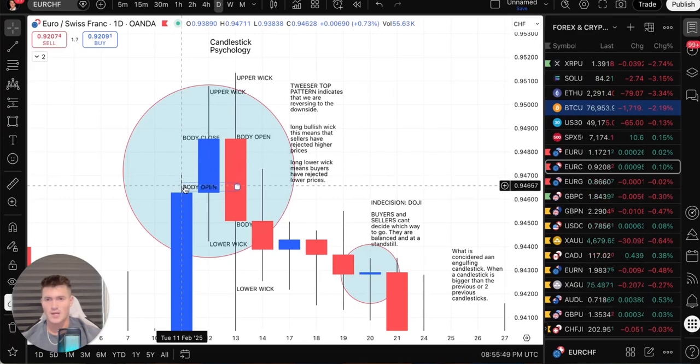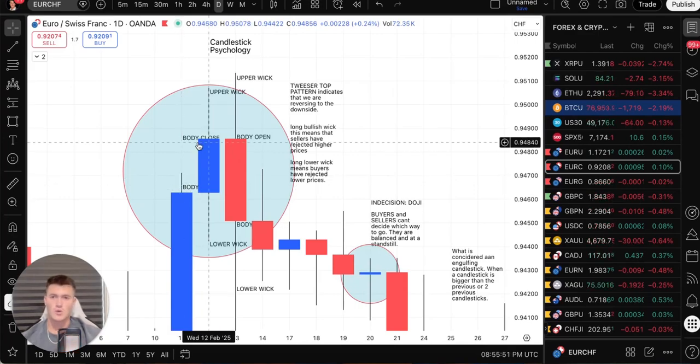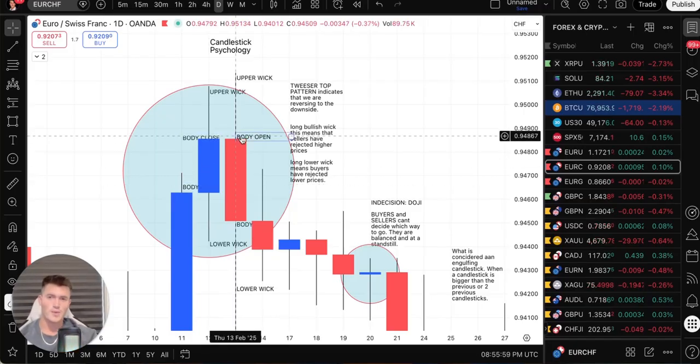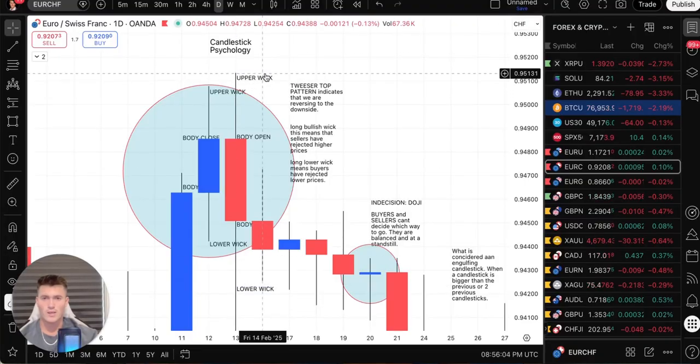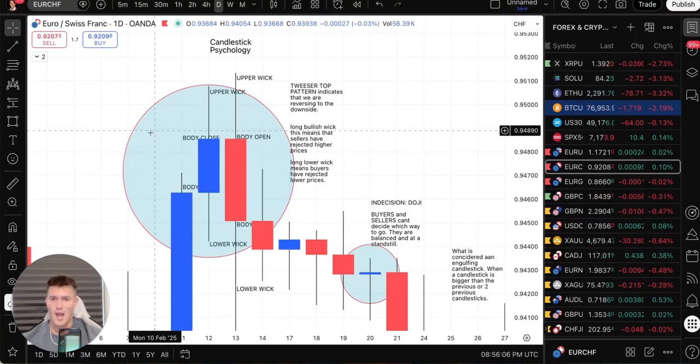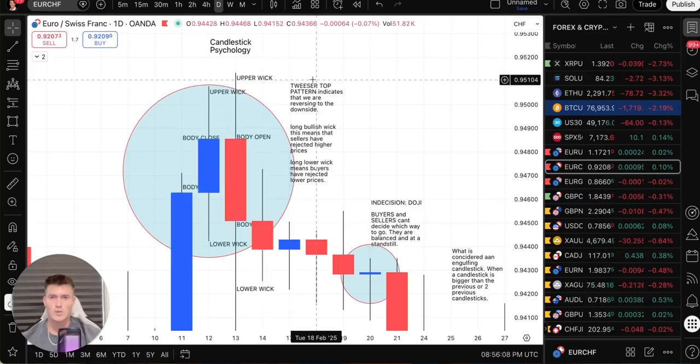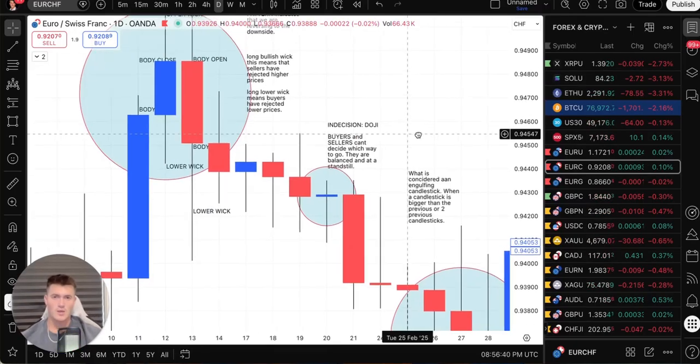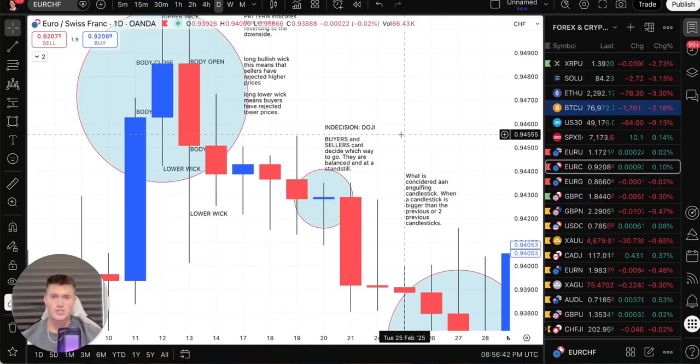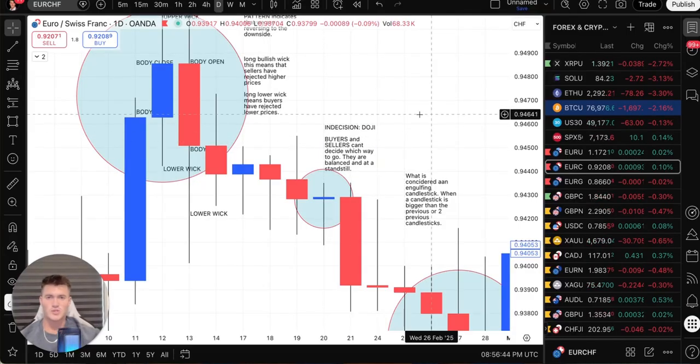identified, the body open of the bullish candlestick, the close, the upper wick, and the lower wick. Then we've got our body open, we've got our body close, we've got a lower wick, and we got our upper wick. We went over our tweezer top pattern, which indicates that we are reversing to the downside. We went over our indecision doji. So this just means buyers and sellers cannot agree on which way the market's going to go. So they are balanced and at a standstill.